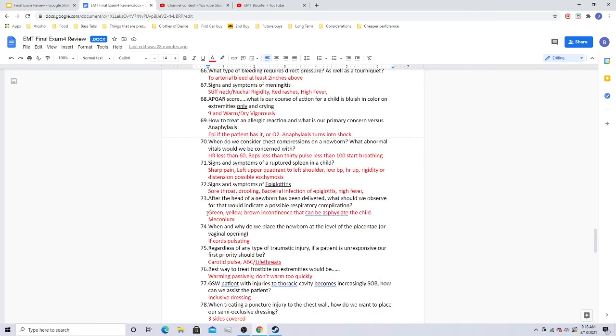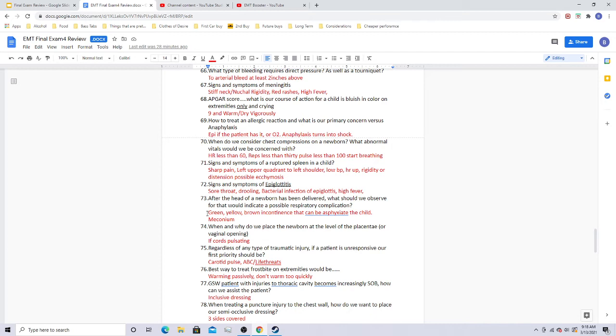After the head of a newborn is delivered, what should we observe that would indicate a possible respiratory complication? Green, yellow, brown incontinence that can be asphyxiated by the child. This is also known as meconium. Basically, when the baby's coming out, he takes a big fat shit, and then he eats it all up, and now he's aspirating on it. And that can be a very, very rough start to life.